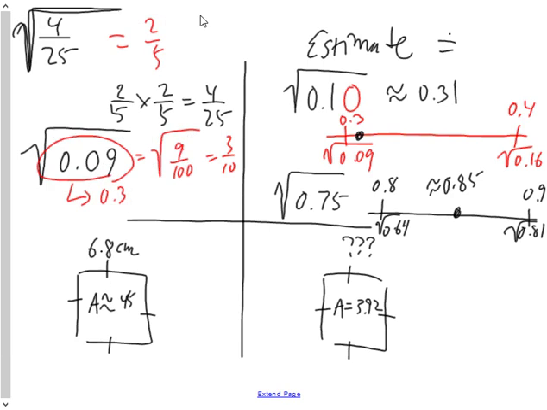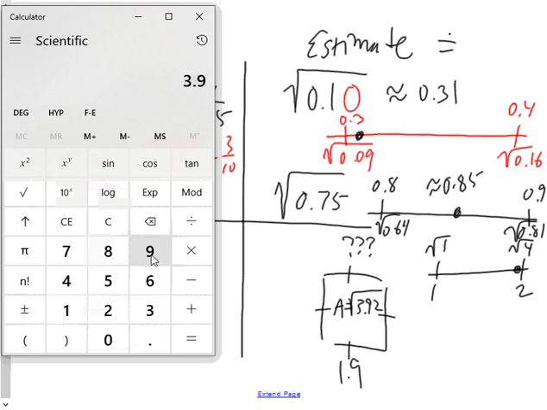And the last one, the area is 3.92. What's its side length? For this one, the square root of 4 is 2. The square root of 1 is 1. So my answer is going to be somewhere around here, right? The square root of 3.92, because in order to get the side length, you take the square root of the area. So I'm going to guess it's like 1.9 something. I'm going to guess the side length is 1.9. Grab my calculator. What is the square root of 3.92? 1.97.